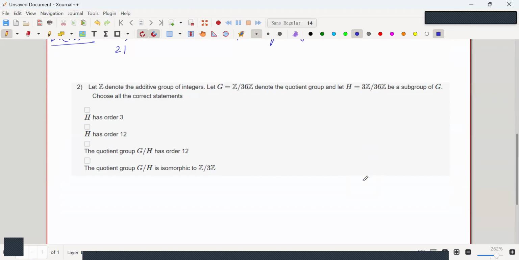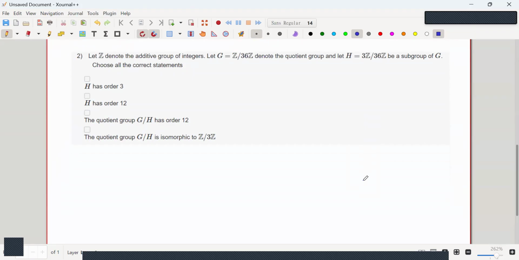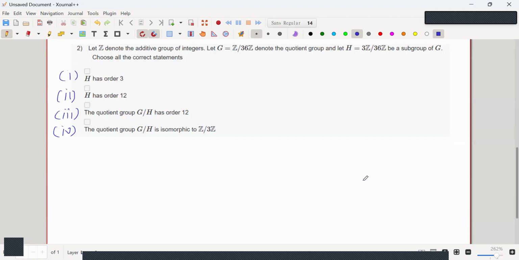Now we need to choose the statements. First and second are related to the order of H. What should be the order of H? Here we can't use that the order of H is the order of G by the order of H, or the order of 3Z by 36Z, because both are infinite. So that won't give you anything. So how to show that the order of H is 3 or 12?